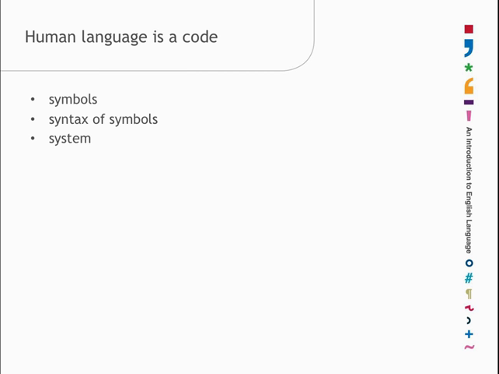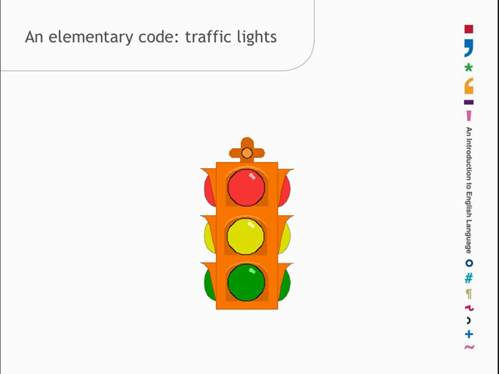Well, let's have a look at an elementary code, in this case traffic lights. There they are, right in the middle of the screen, and I think they're kind of American because they have little screens over the top of each one. Anyway, we're all quite familiar with this, so it will take some unpacking because we are familiar with it, and it's exactly the same with human language, as we'll find later.